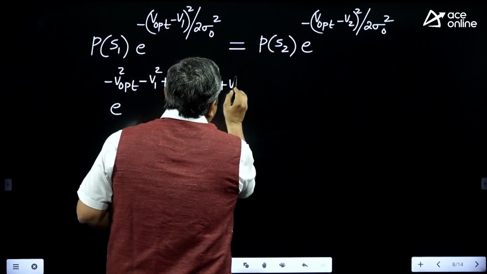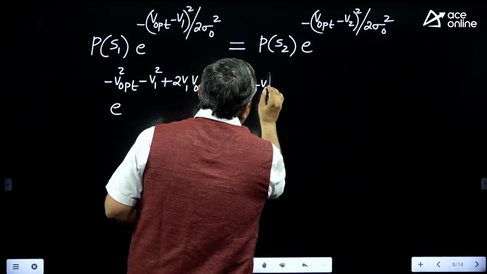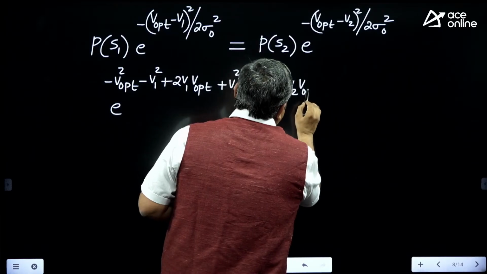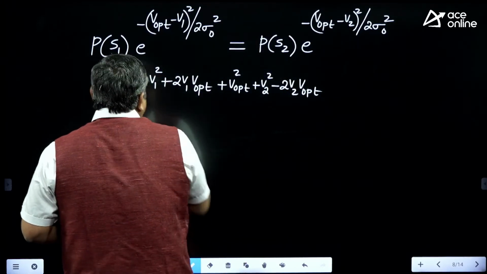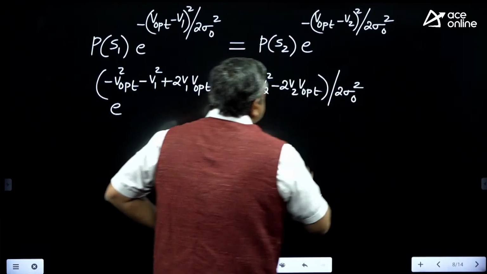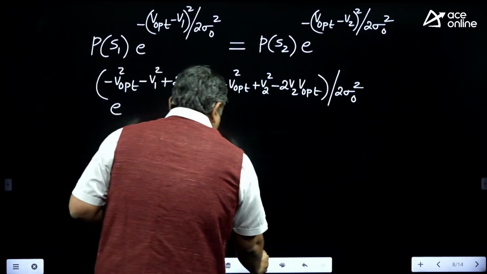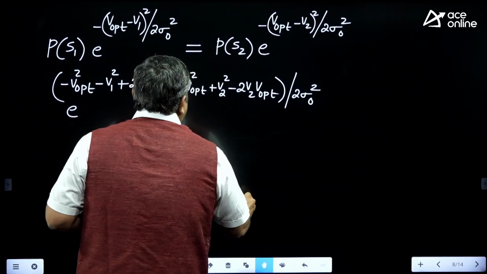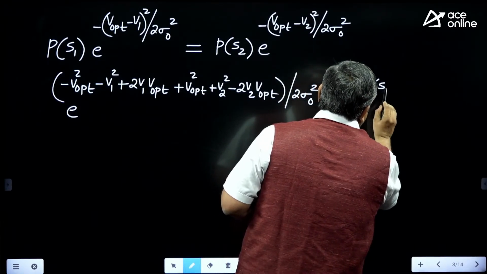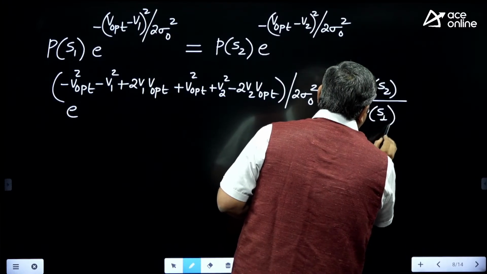That means it is plus VOPT squared plus v2 squared minus 2 v2 VOPT. So this entire value is divided by 2 sigma naught squared. Done? Okay, and this entire value on the right side, you can take P of S2 divided by P of S1. I hope all these points are clear.